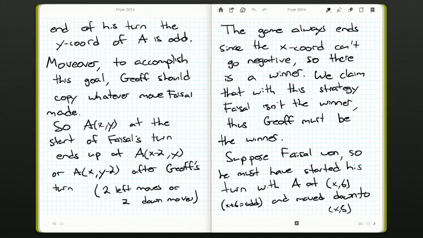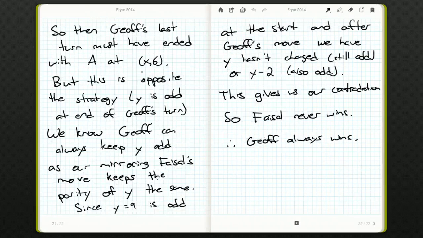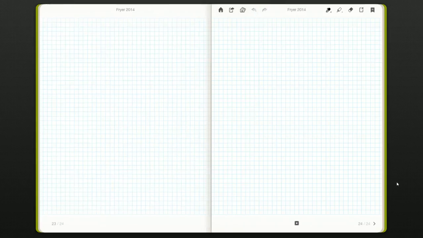Okay? So for Faisal to start his turn at x6 and then win, that would mean that Jeff ended his turn with x6, but Jeff's strategy is to always make the y-coordinate odd by the end of his turn, and we know he can accomplish this. So we have a bit of a contradiction. Following the strategy, this won't happen, which means that Faisal will never win with the strategy, and that means that Jeff always wins.